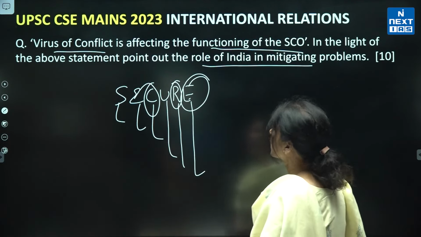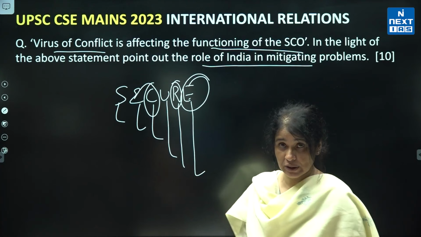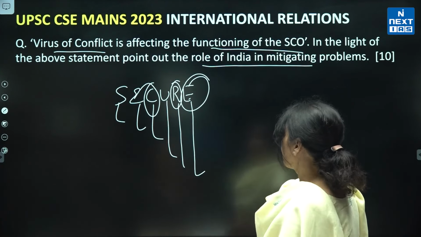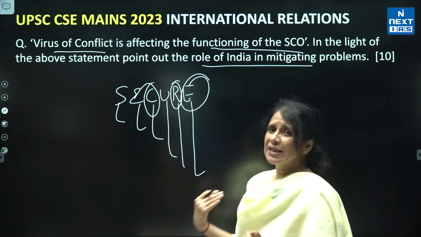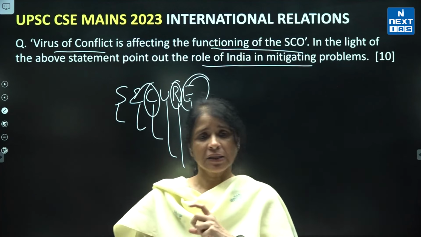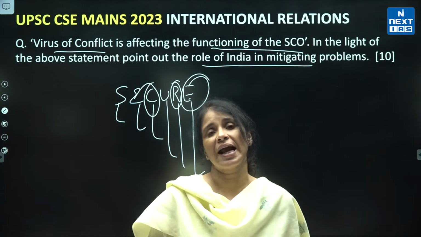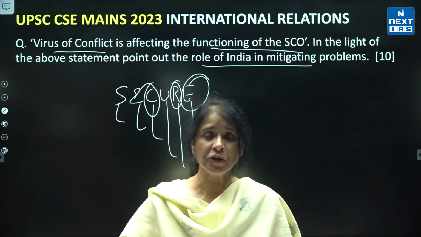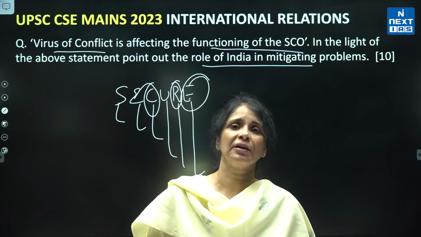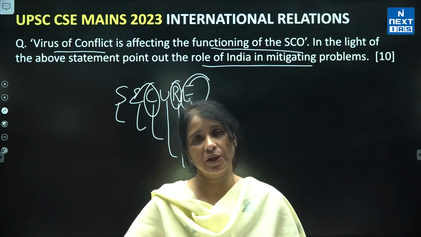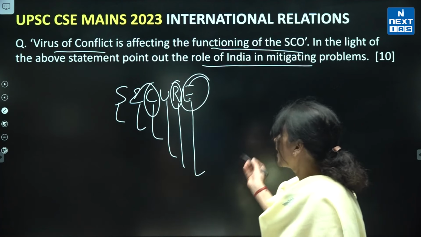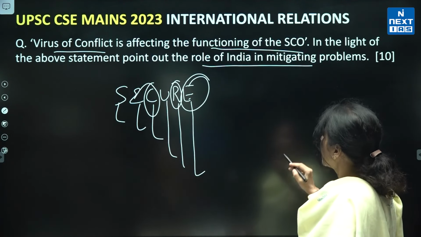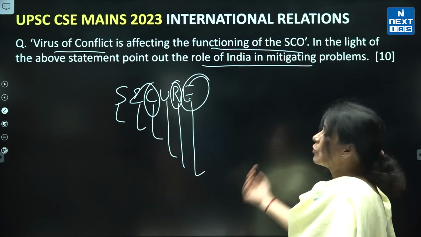So virus of conflict is affecting the, so how to structure this? So virus of conflict is affecting the functioning of the SCO. You may begin it by just talking about, in 2-3 lines, what are the major issues within the group amongst the member countries. You can talk about it, and then you can talk about how India can be helpful in resolving it.